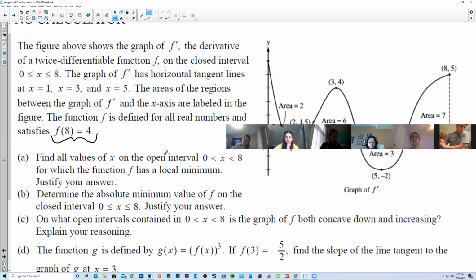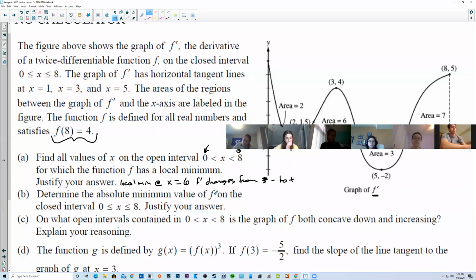Find all values of x in the open interval, so don't include 0, don't include 8, for which the function f has a local minimum. Justify your answer. So local min at x equals, over here, 1, 2, 3, 4, 5, 6, because the derivative is going from negative to positive. I think that's x equals 6. f prime changes from negative to positive.